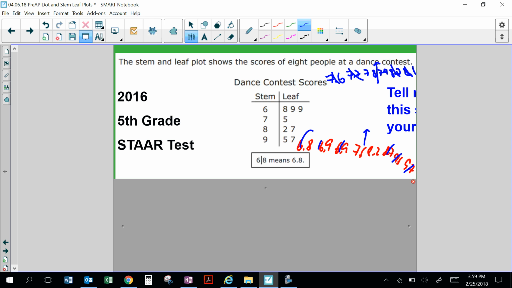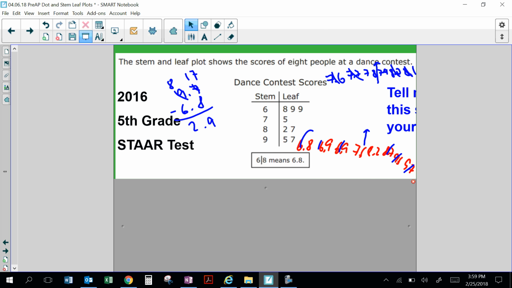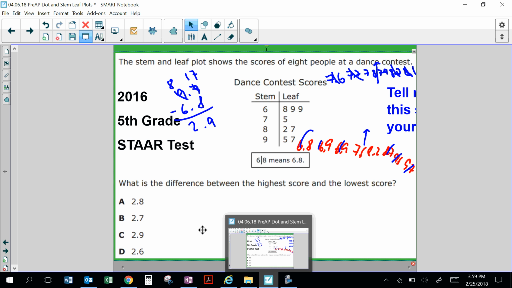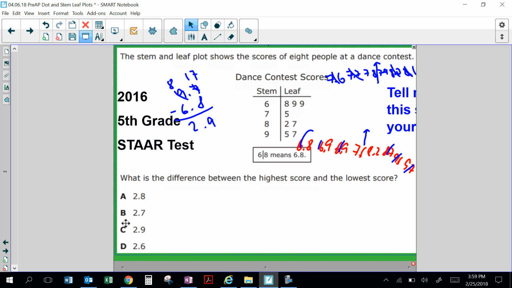The spread goes from 6.8 to 9.7. So how far is the spread? It's from 6.8 to 9.7. Let's regroup: 17 minus 8 is 9. So it's a spread of 2.9. Let's look at the question that was given in 5th grade. What is the difference between the highest score and the lowest score? Oh, it's 2.9. It's right here.